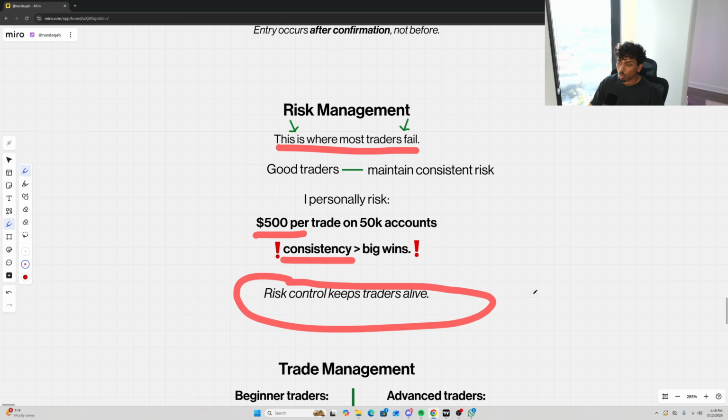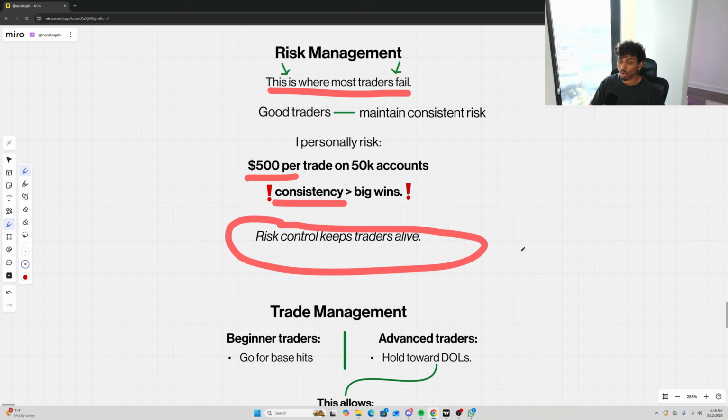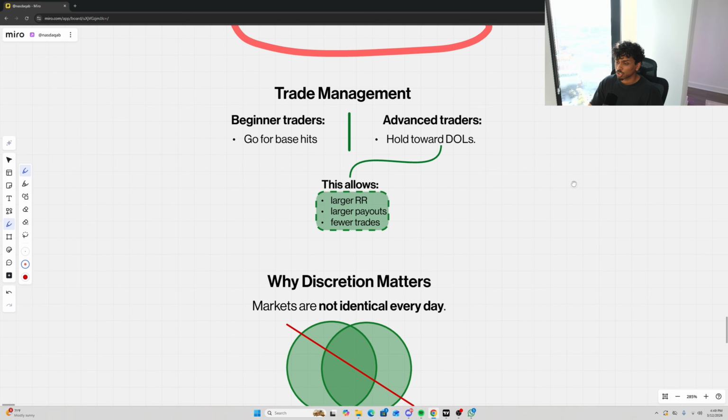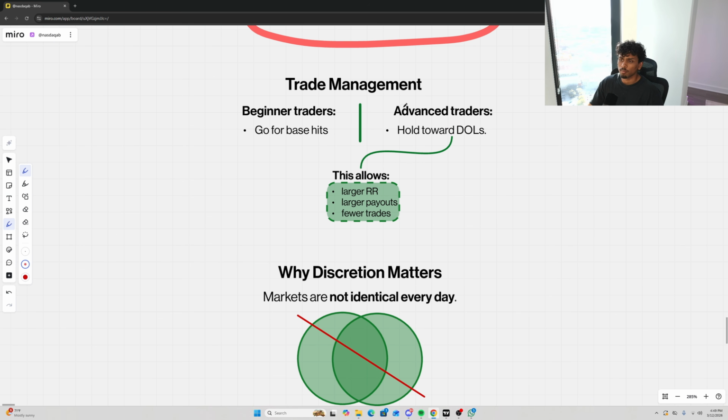Our whole goal as traders is to trade to be able to survive till the next day, and the day after that, and the day after that, and the day after that. We do not care about securing profit. We do not care about making as much money as possible. We care about surviving. And risk management is very, very key in order for us to survive. So now that we've established all of this, let's get into trade management.